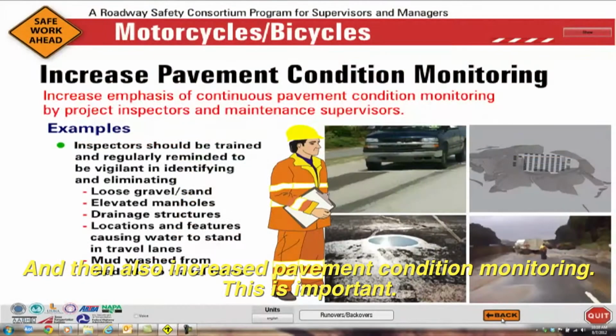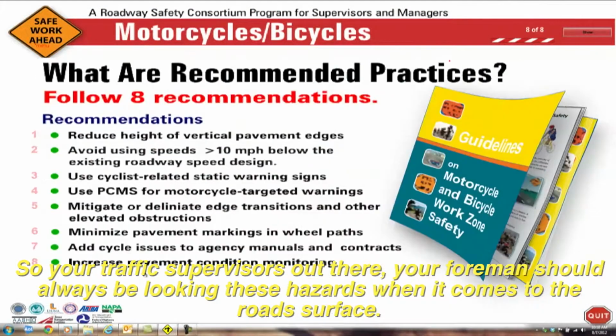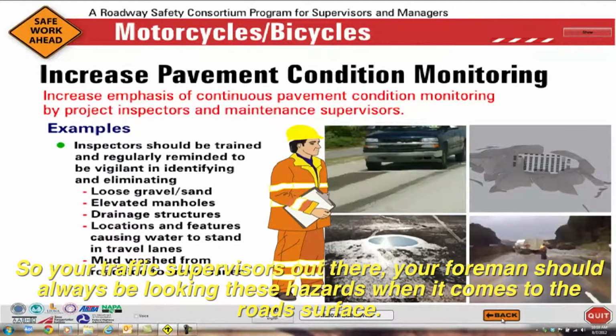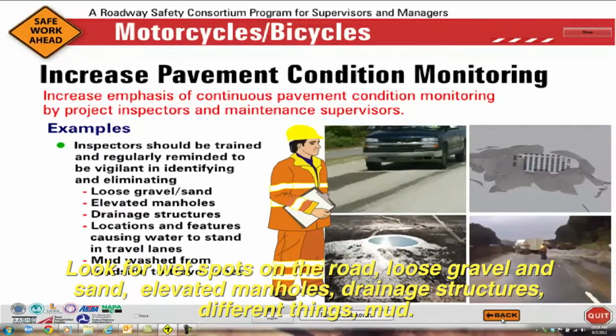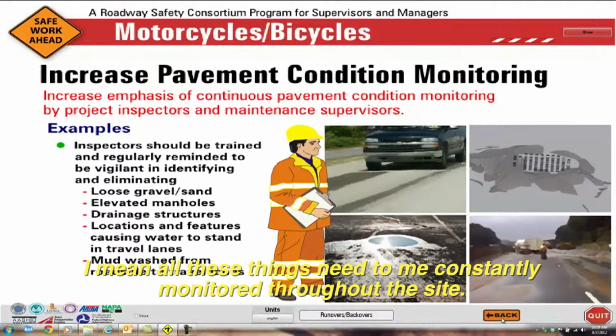And then also increased pavement condition monitoring. This is important. So your traffic supervisors out there and your foremen should always be looking for these hazards when it comes to the road surface. Look for wet spots on the road, loose gravel and sand, elevated manholes, drainage structures, different things, mud. All these things need to be constantly monitored throughout the site.